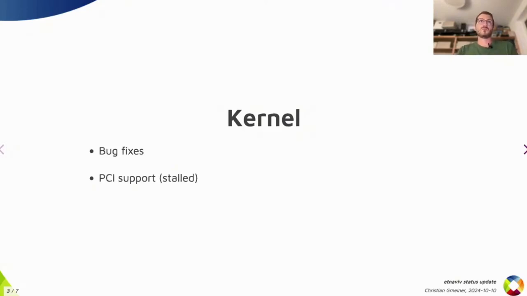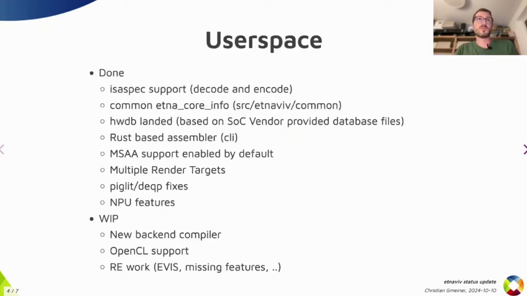Let's move on to the user space. In the user space we now have full EtnaSpec support, which means decode and encode. There's now a common etna core info struct that lives under src/etnaviv/common. There is a so-called hardware database that landed, which is more or less a composition of downstream kernel header files from different SoC vendors which are licensed under MIT.